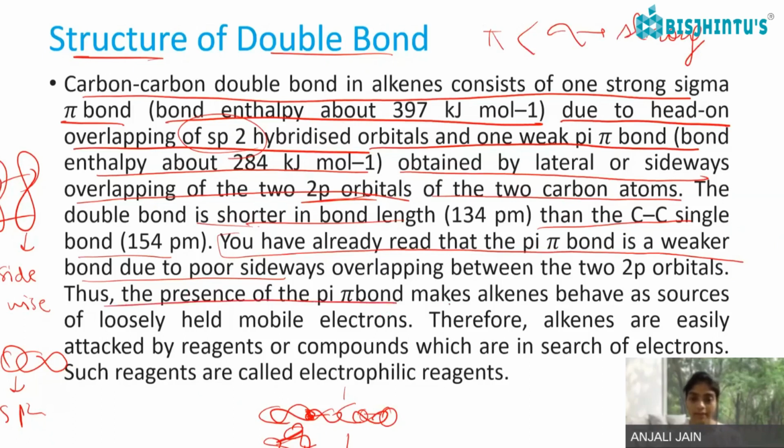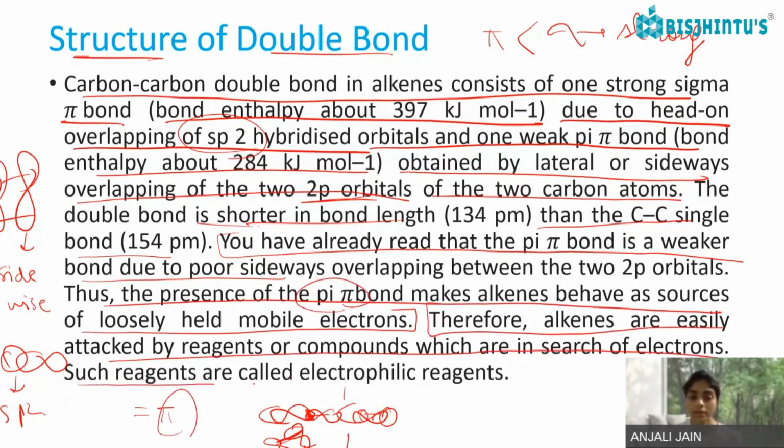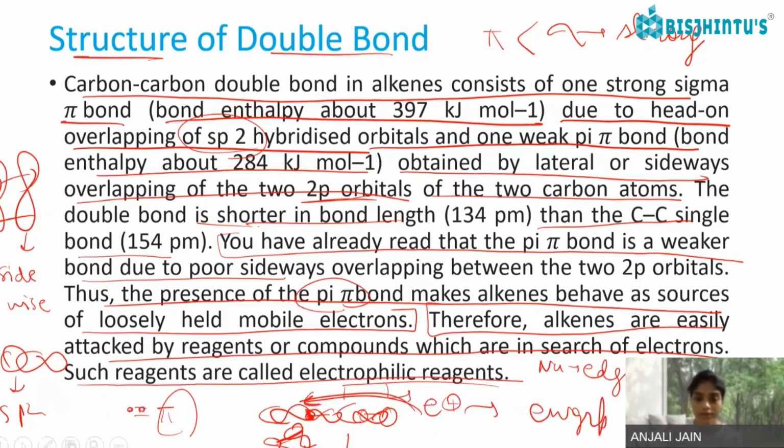Thus, the presence of the pi bond makes alkenes behave as a source of loosely held mobile electrons. These pi electrons are loosely held and are a rich source. Therefore, alkenes are easily attacked by reagents which are in search of electrons, because alkenes have a double bond or pi bond system. Such reagents are called electrophilic reagents. We know that nucleophiles are electron donating, and electrophilic reagents are electron withdrawing. So the electrophile will attack the alkene because of its pi electrons.